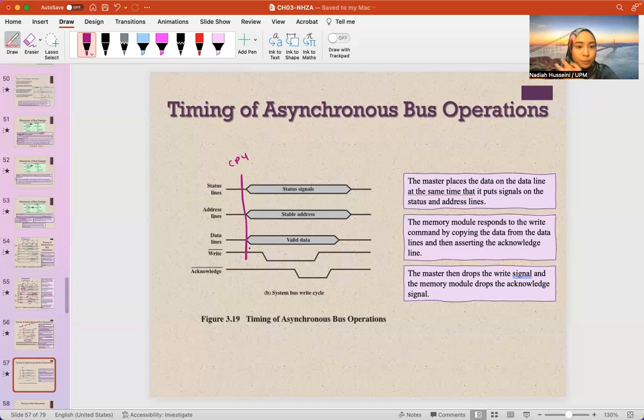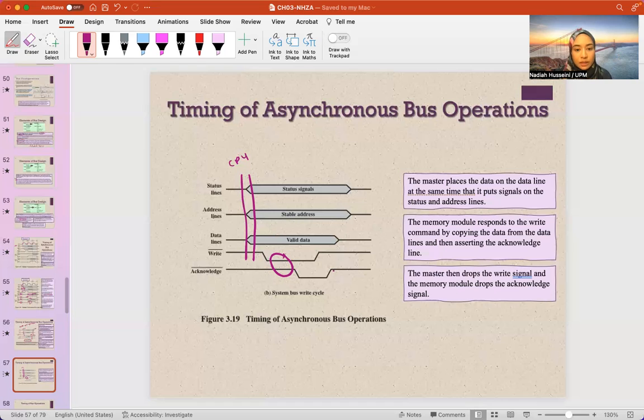Okay, so first the CPU puts in the status signal and the stable address and also the valid data because it already knows what it wants to do, right? So it puts in the data and then once it has stabilized, it becomes flat, it triggers the write signal. And then the memory module responds to this. Again, you see that it takes some time, but there's no time slot over here. It takes some time to recognize this, and it responds by copying the data from the data lines and asserting the acknowledge line. This acknowledge line basically tells the CPU, hey, I recognize your signal. I'm doing what you're asking me to do.